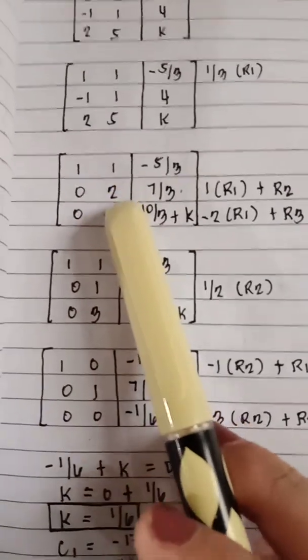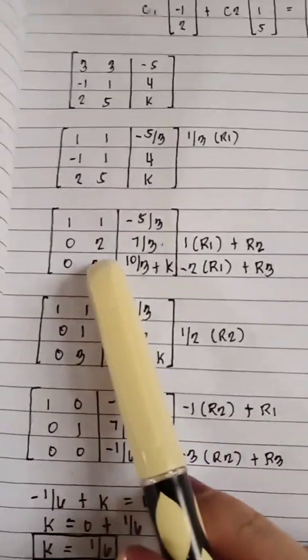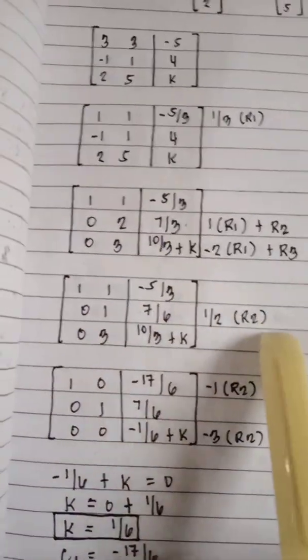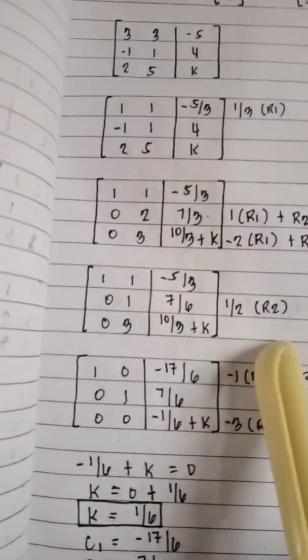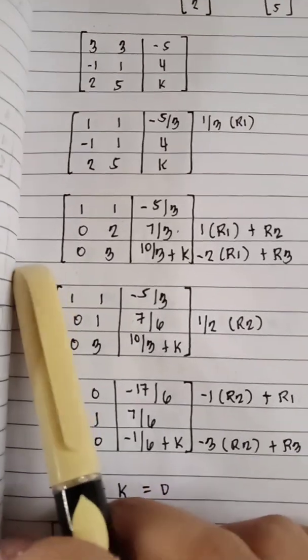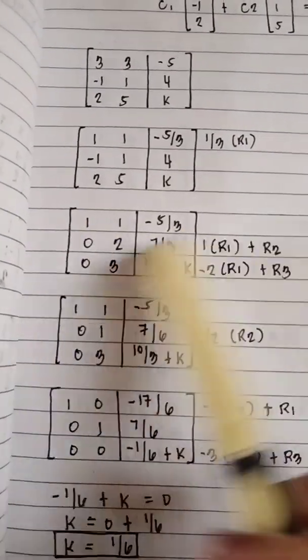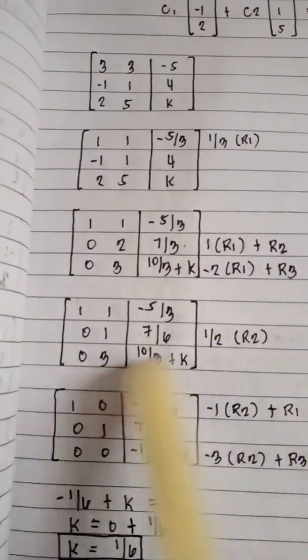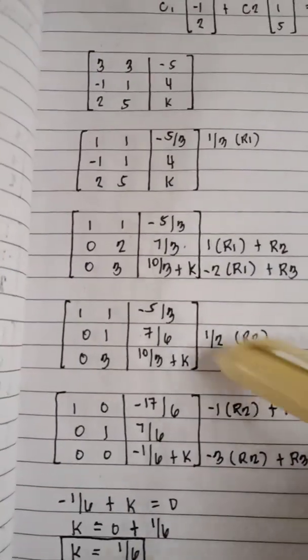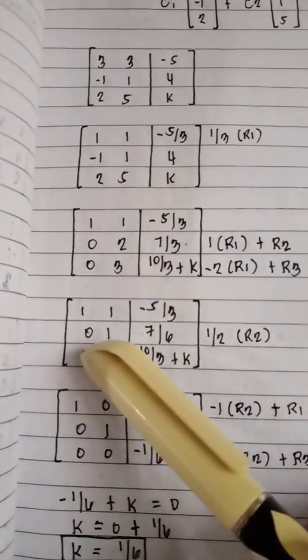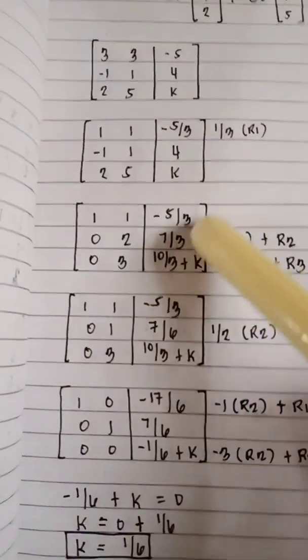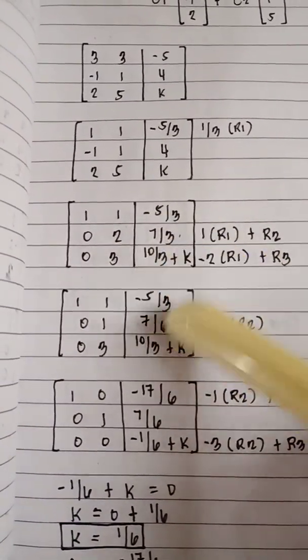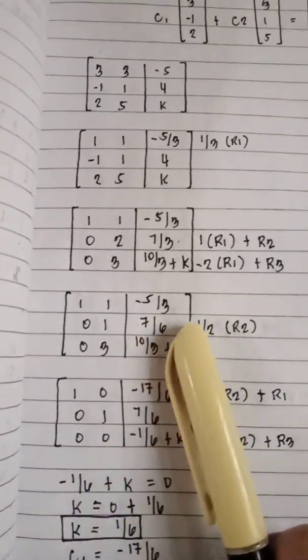So now we will make this 2 into 1. In order to do that, we will use the formula 1/2 times R2. We will just copy R1 and R2. So 1/2 times 0 is equal to 0. 1/2 times 2 is equal to 1. 1/2 times 7/3 is equal to 7/6.